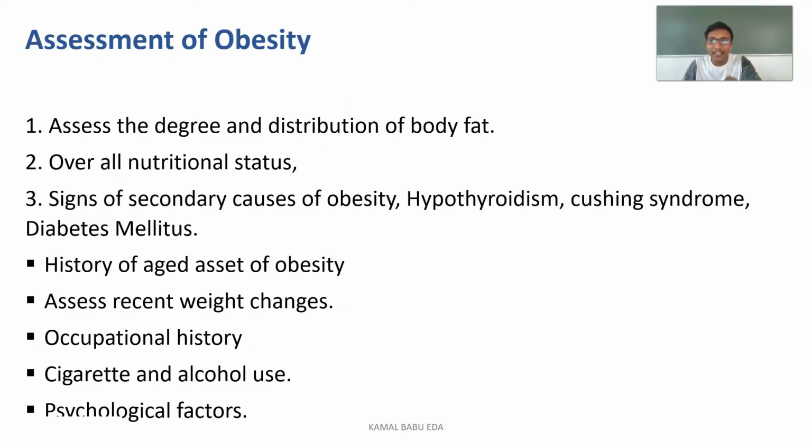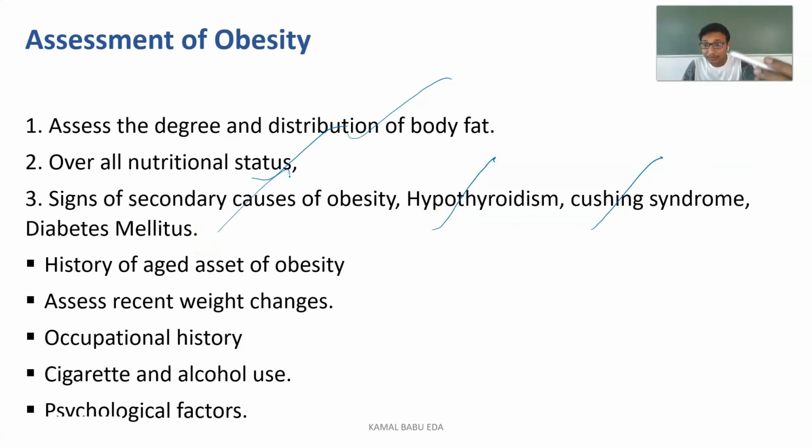Next, we will discuss the assessment of obesity. So how can you assess obesity? First, we have to assess the degree and distribution of body fat. Then you have to go for overall nutritional status. And the secondary signs of obesity include hyperthyroidism, Cushing syndrome, and diabetes mellitus.